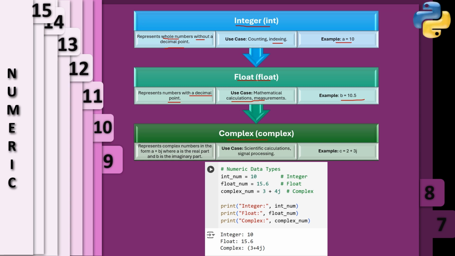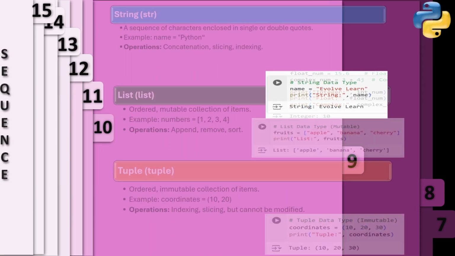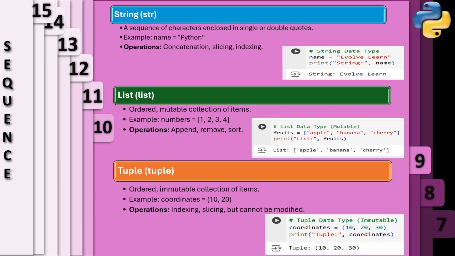Coming to complex numbers. These represent numbers with a real part and an imaginary part. These are used in scientific calculations and signal processing. This is how we assign a complex number to a variable. Moving on to the next category, sequence. Sequence types are used to store a collection of items. The main sequence types are strings, list, and tuple.